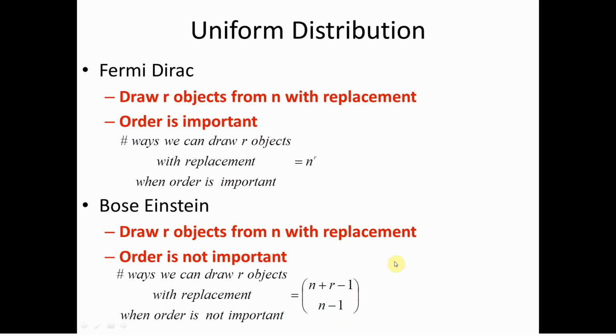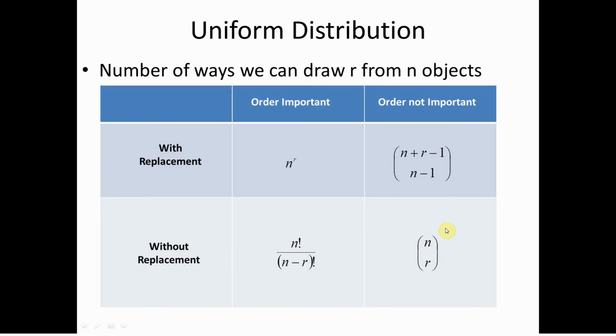Another way of thinking of Bose-Einstein statistics is a classic problem, which is how many ways can you distribute r candy bars to n children? In that case, instead of drawing, we're actually filling bins. So if we're filling n bins with r objects, and the order is not important, and the objects are indistinguishable, we also get this.